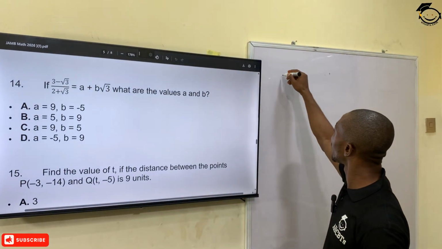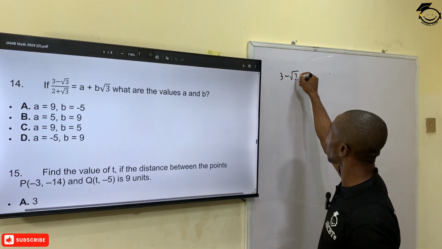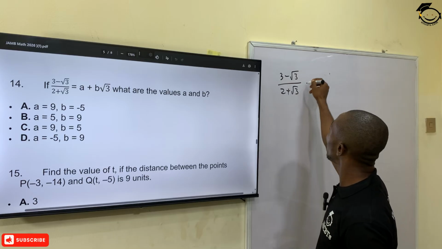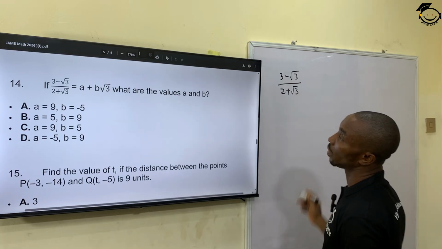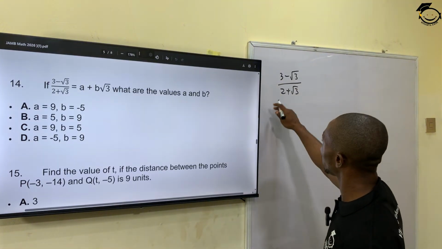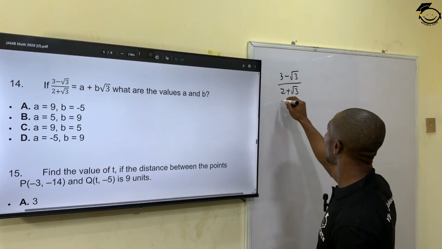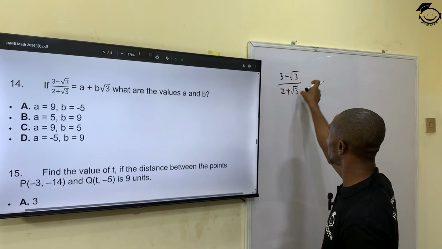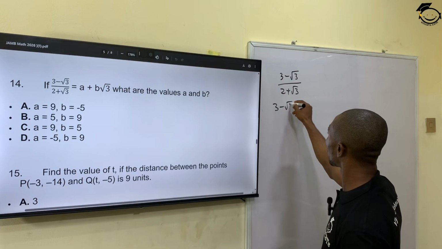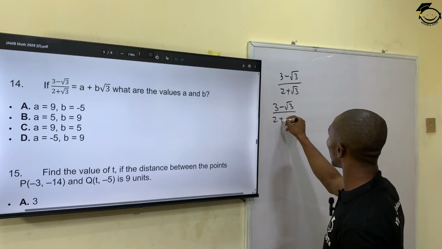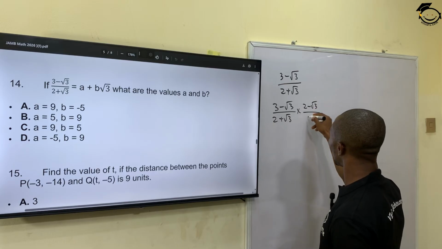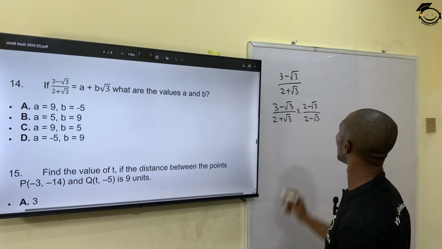If 3 minus root 3 all over 2 plus root 3 equals a plus b root 3, what is the value of a plus b? To solve this and find the values of a and b, we multiply by the conjugate of our denominator, which will be 3 minus root 3 all over 2 plus root 3 times 2 minus root 3 all over 2 minus root 3.